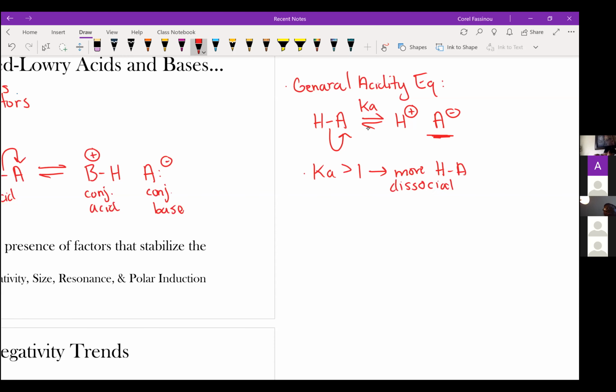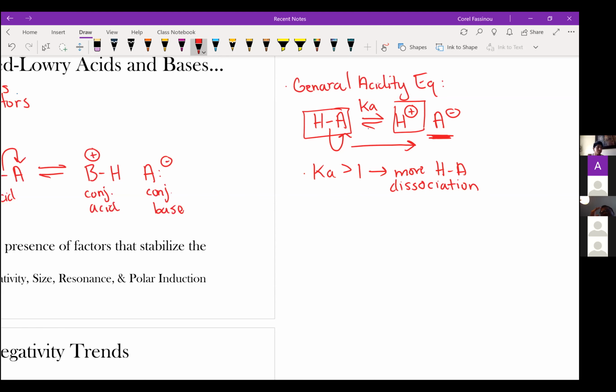Does all of that make sense so far? The more stable this A minus is, the more the equilibrium is going to lie in that direction. And then point 2 is that the more dissociation of HA, the stronger HA is going to be. Or you can think of it as the more the equilibrium favors the products, the more H plus you're going to get, making HA a stronger acid.